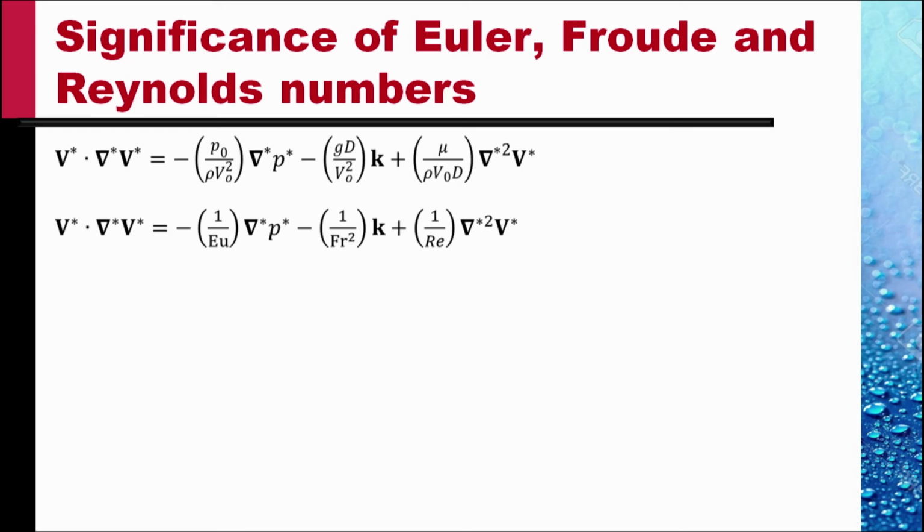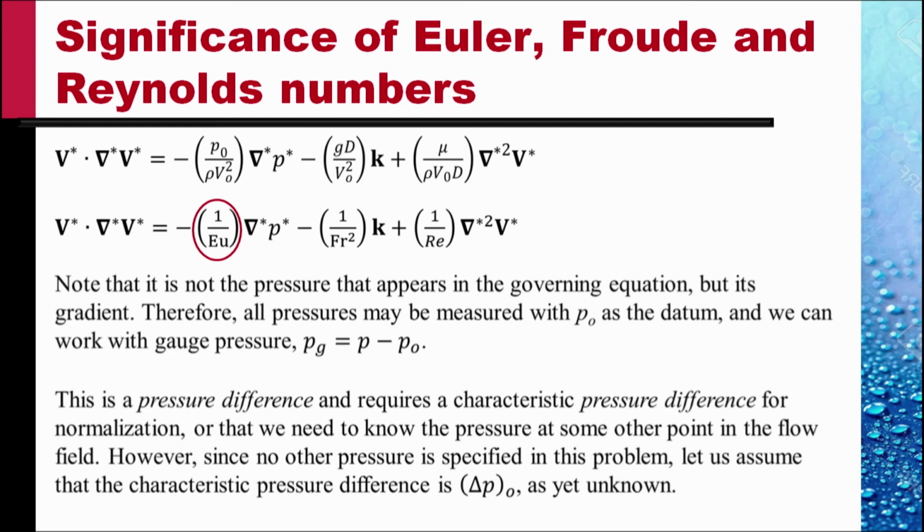Let us next study the significance of Euler, Froude and Reynolds number introduced earlier. P naught divided by rho v naught square is 1 over Euler number, g d by v naught square is 1 over Froude number squared, and mu divided by rho v naught d is 1 over Reynolds number. Let's first start with Euler number. Note that it is not the pressure that appears in the governing equations, but its gradient. Therefore, the pressures may be measured with P naught as the datum, and we can work with gauge pressure Pg is equal to P minus P naught.